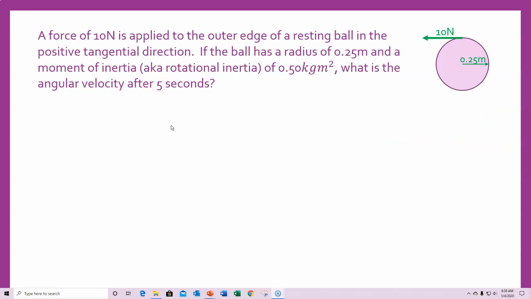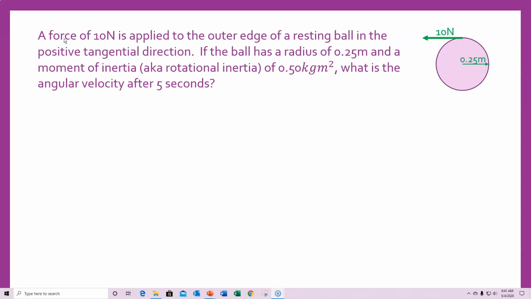Let's move on and take a look at a problem. A force of 10 newtons is applied to the outer edge of a resting ball in the positive tangential direction. If the ball has a radius of 0.25 meters and a moment of inertia of 0.50 kilograms meters squared, what is the angular velocity after 5 seconds?